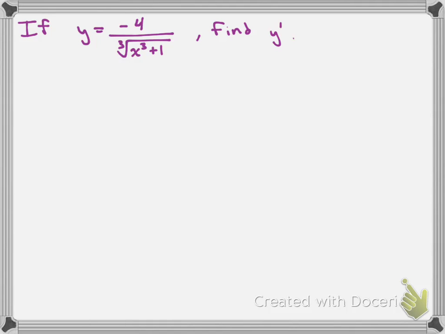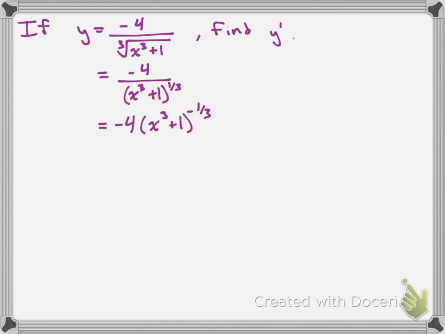So let's say I have y equals -4 over the cube root of x cubed plus 1, and I'm trying to find y prime. Okay, so again, it would probably be a good idea to write this so it's more clearly a composite function. All right, so let's see. I'm going to write my cube root as a power of 1/3, and now I'm going to use a negative exponent to bring all that stuff in the denominator up top. So we have -4 times x cubed plus 1 to the power of -1/3.